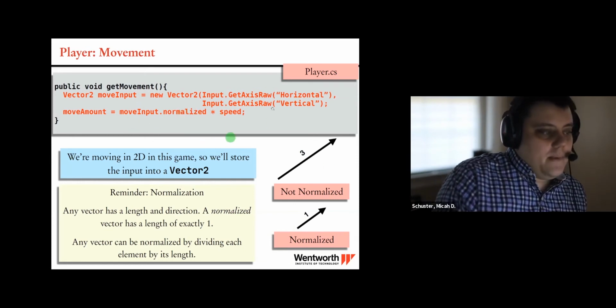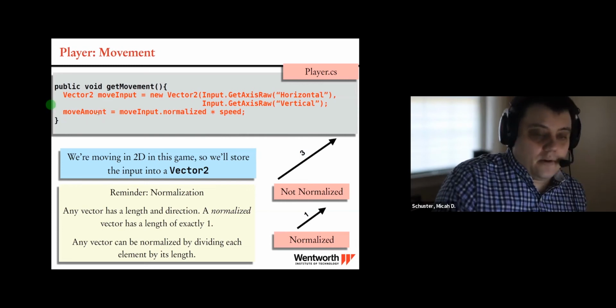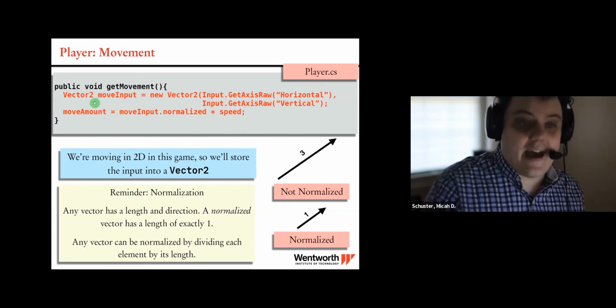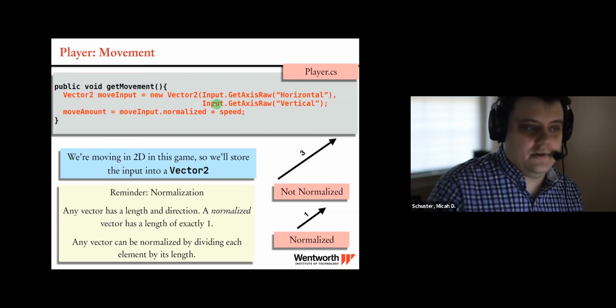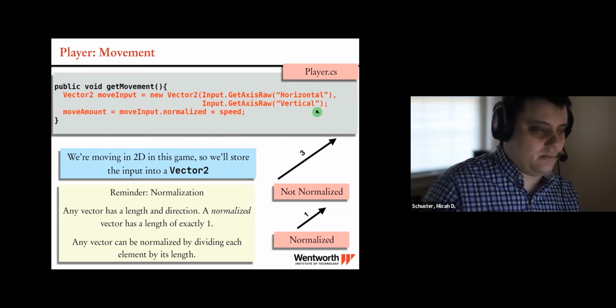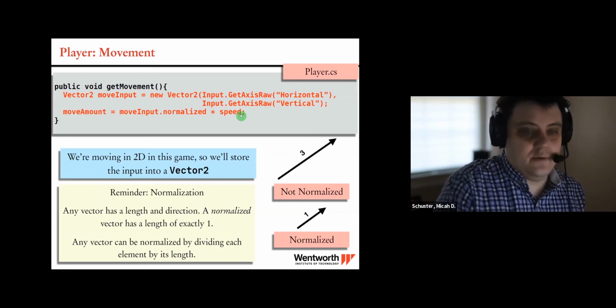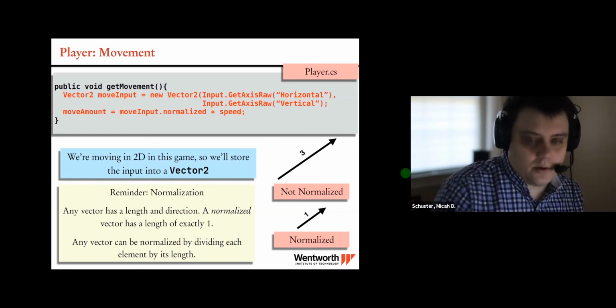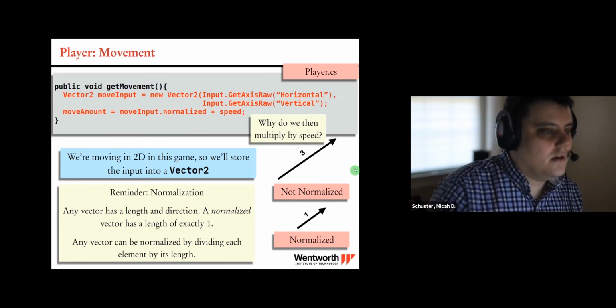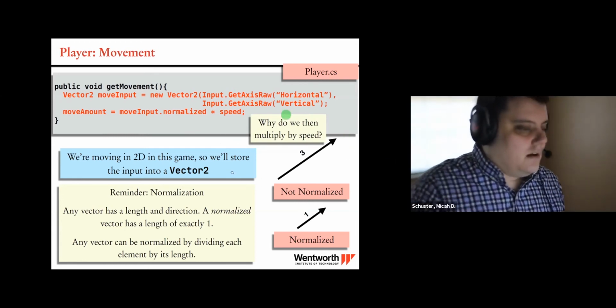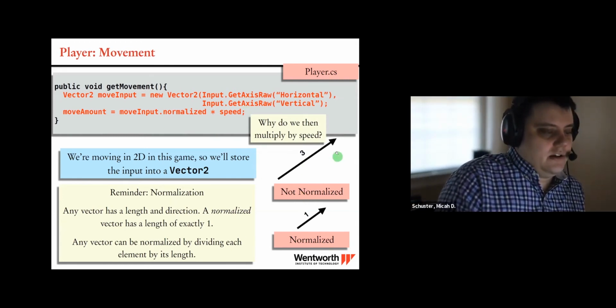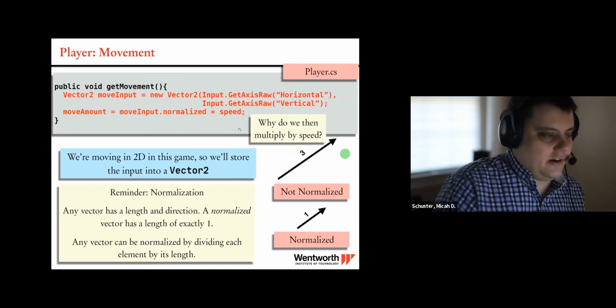So in our get movement, this gives us the move amount, how much we're going to move in that frame based on what keys the user is pressing, left, right, up, down, multiplied by the speed, or whatever speed we set, since it's a serialized variable. Sort of talked about these. So this is something you can come back to if you forget the reason for normalization.